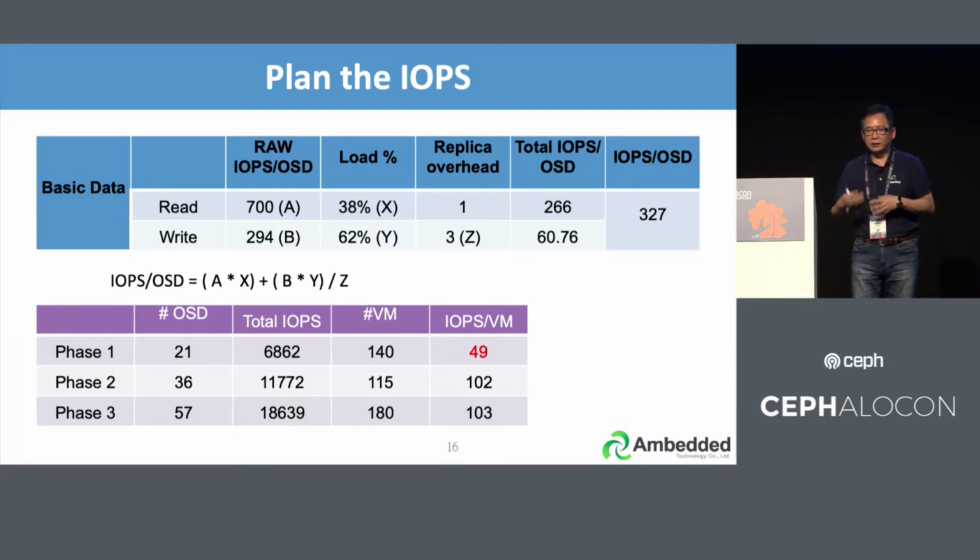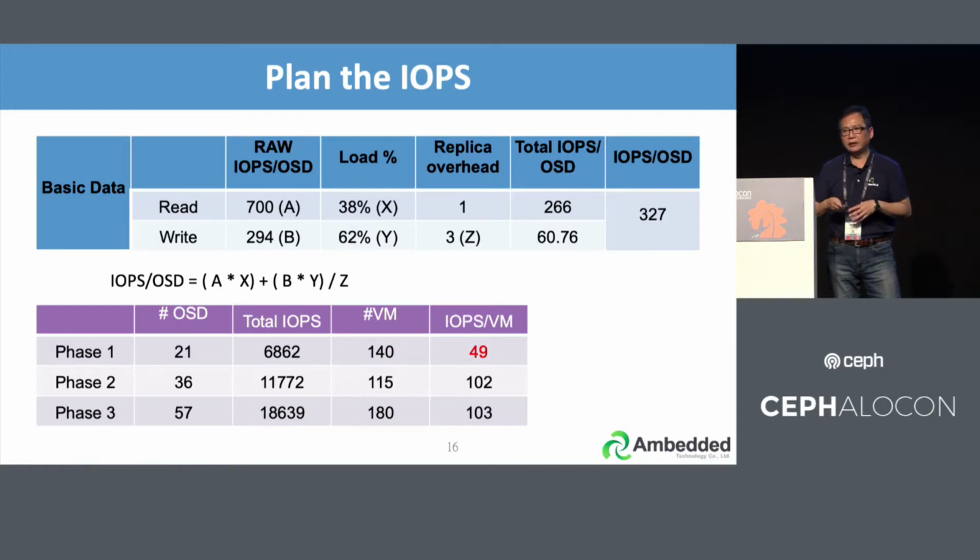So we told them how to plan their IOPS. The numbers are based on our hardware, where we have raw IOPS per OSD. This is what we know: if it is 100% read, every OSD can get 700, and on 100% write, almost 300 IOPS.